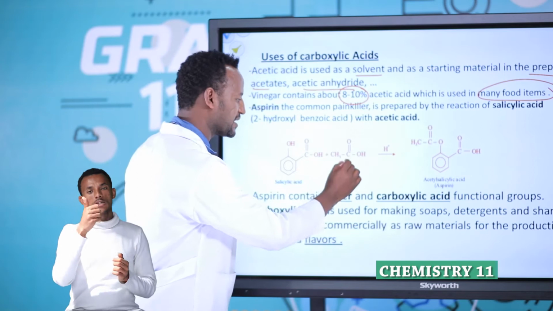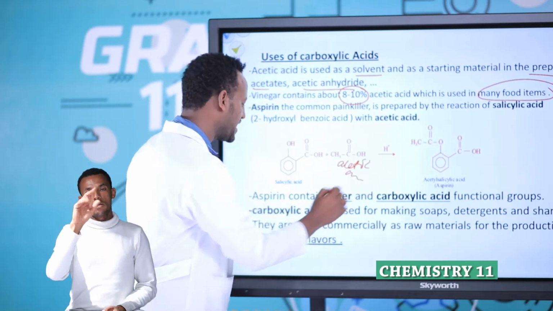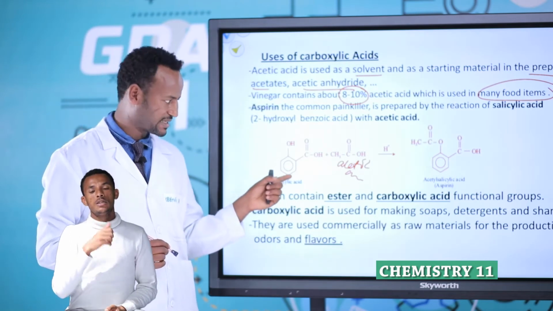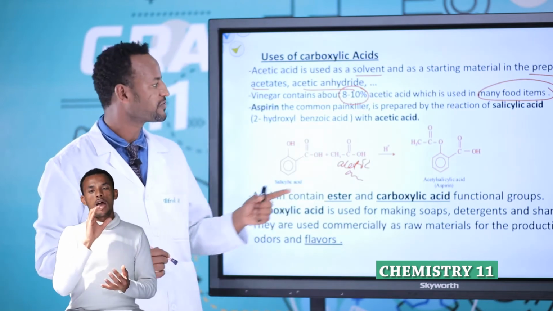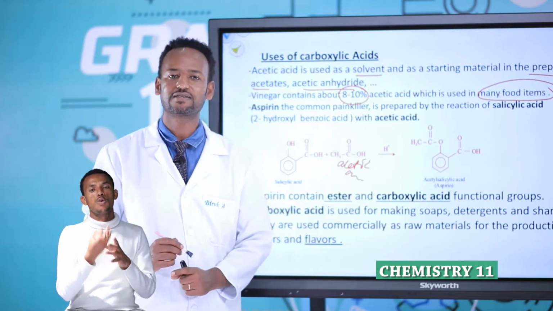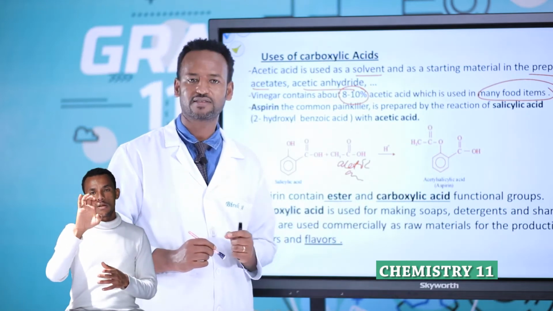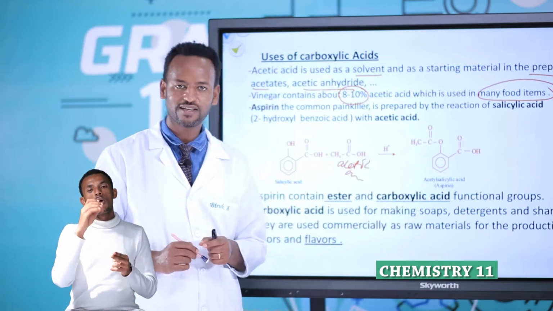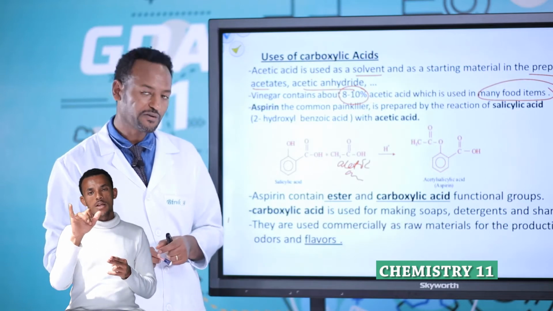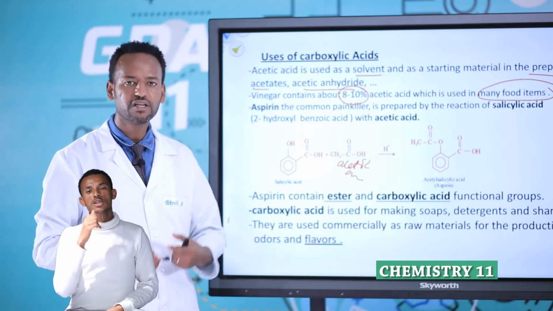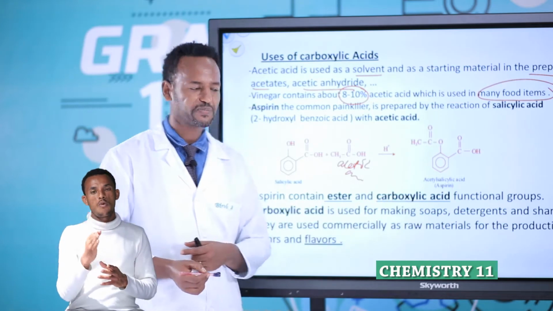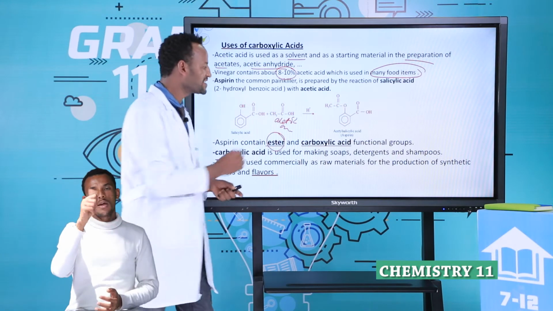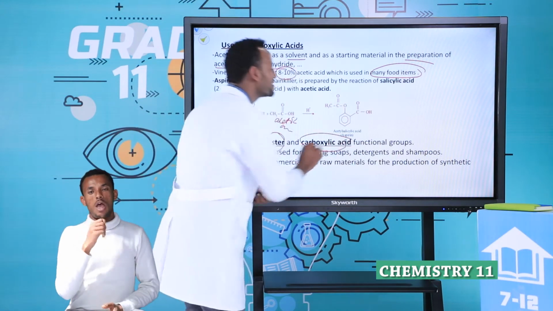By the way, this is acetic acid, and this is salicylic acid. Therefore, salicylic acid combined with acetic acid by using a catalyst produces aspirin. Aspirin is a very important, common painkiller. The other name of aspirin is acetyl salicylic acid. Therefore, carboxylic acid is used for the production of aspirin. Again, aspirin contains what? Ester and carboxylic acid functional groups.